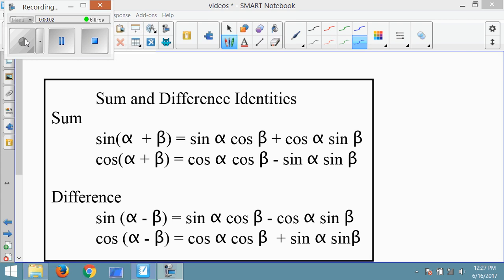Some other really helpful identities that we have are the sum and difference identities. There are sum identities for sine and cosine and difference identities for sine and cosine. Here they are. You might want to hit pause and write them down because we're going to use them later. I'm not going to derive where they come from, but they are extremely helpful later on.